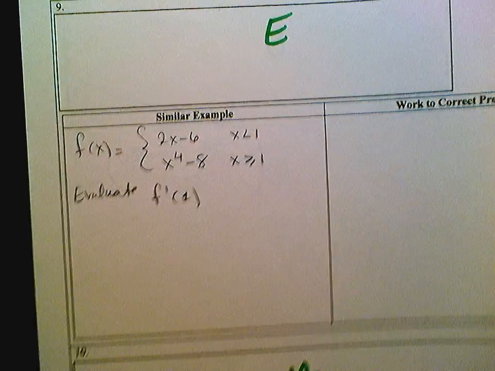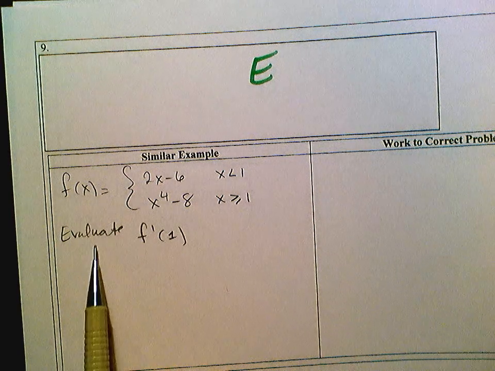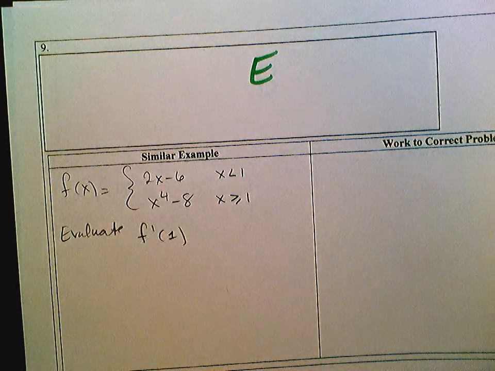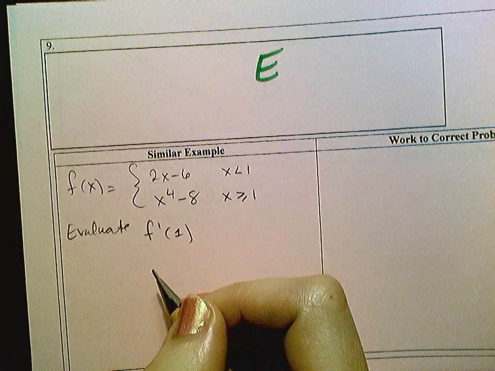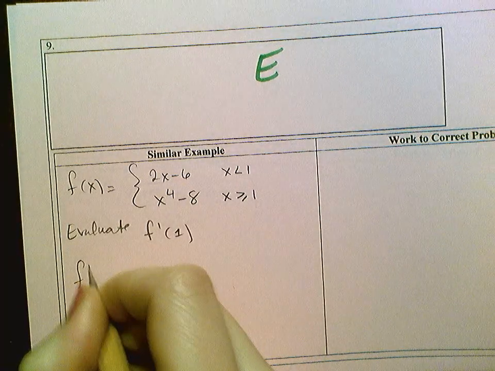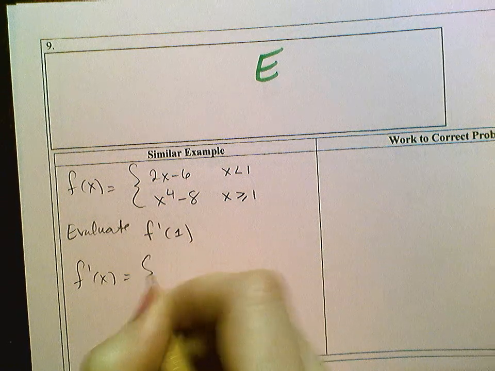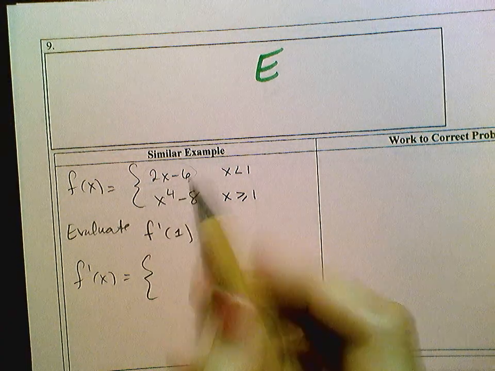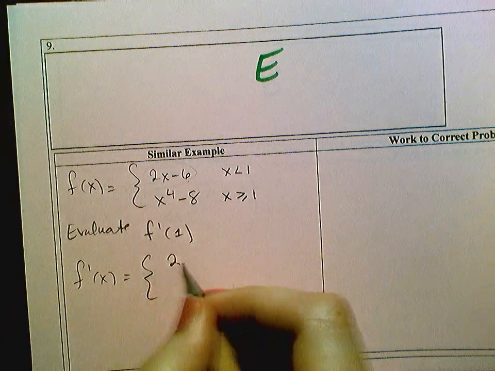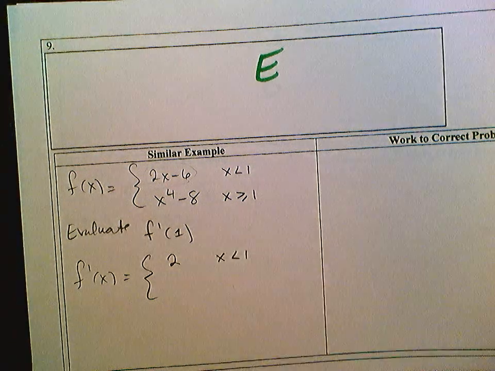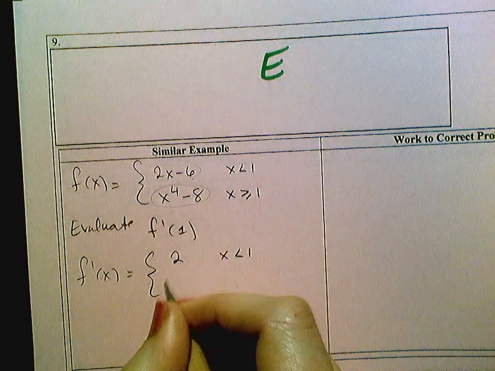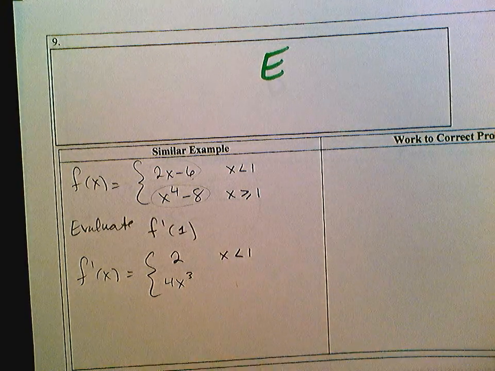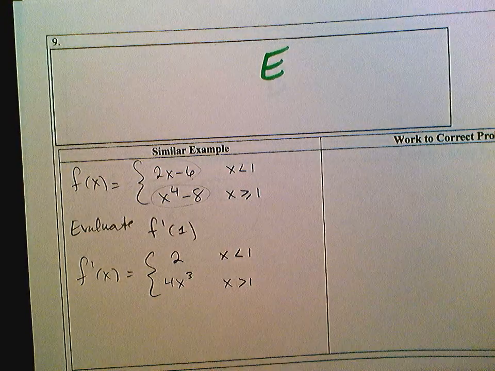Okie dokie, here is this one. So number 9, here is a similar example. I'm going to evaluate f prime of 1. The way that you take the derivative of a piecewise function is that you take the derivative of the parts. So the derivative of this top part is just 2. So the derivative is 2 for x less than 1. And then the derivative of this bottom part is 4x to the third for x greater than 1.